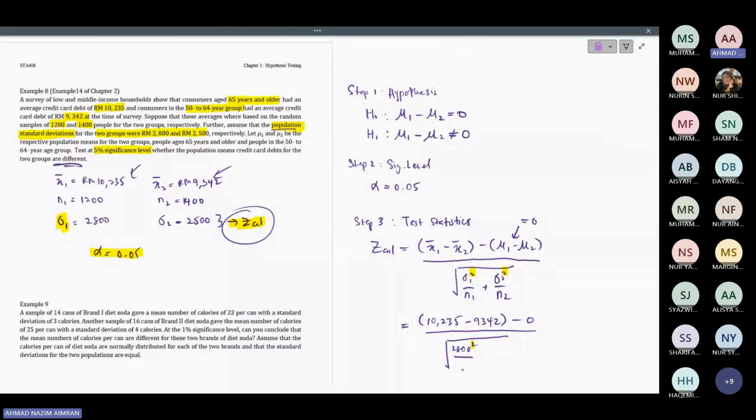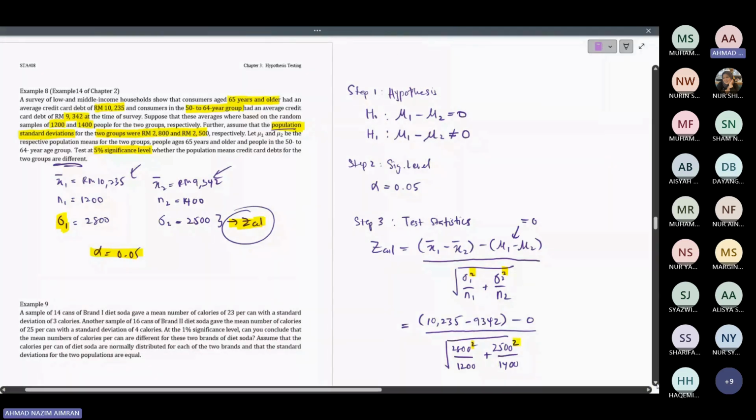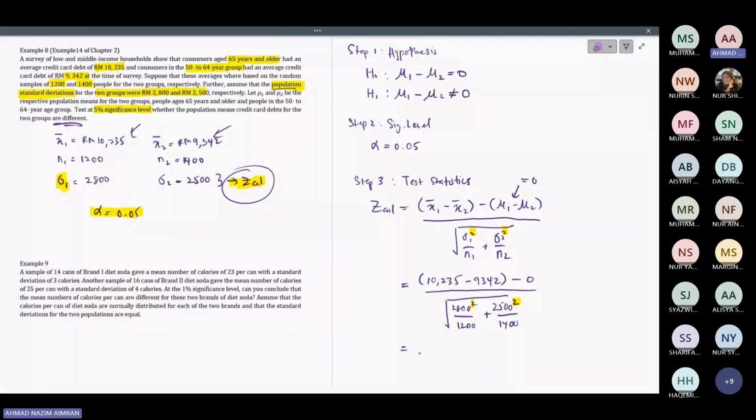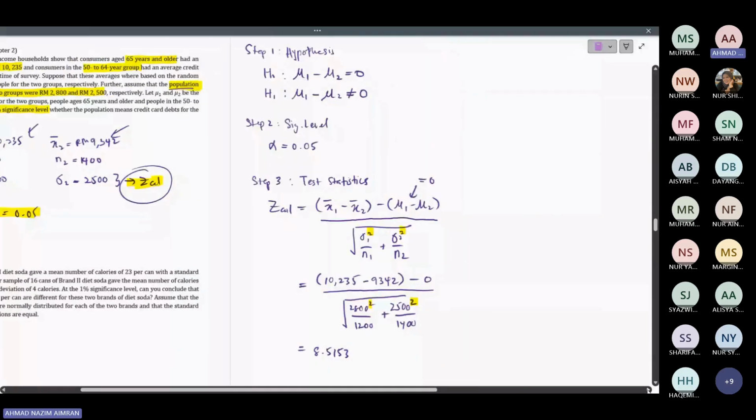All right, over 1,200 plus 2,500 squared over 1,400. All right, and please calculate the Z. What is the Z value? 8.5153. Sorry? 8 point? 5153. 8.5153. Thank you. That is the third step.